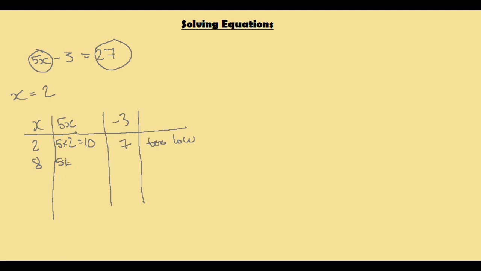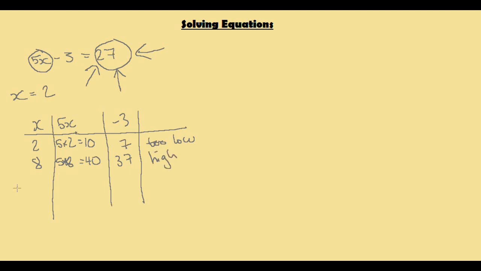In fact, I'll write this down. 5 times 8 is 40. And then we're taking away 3, so that makes 37. So we were after 27. Remember, this is the key answer that we're looking for. So 37 is too high.